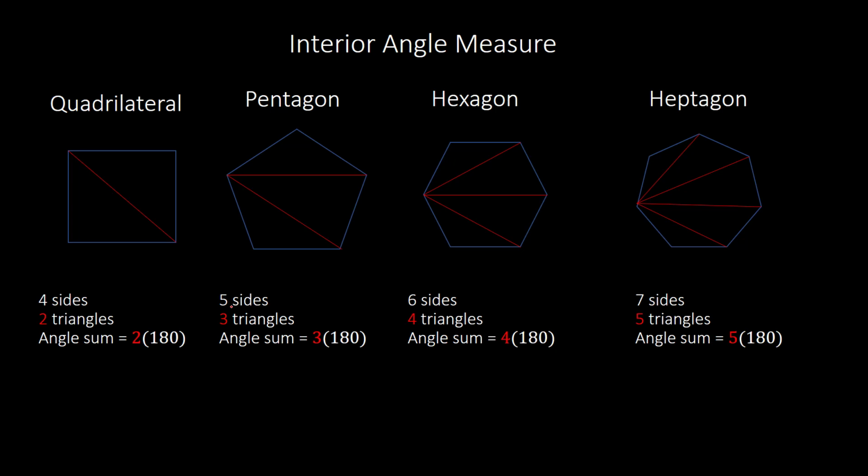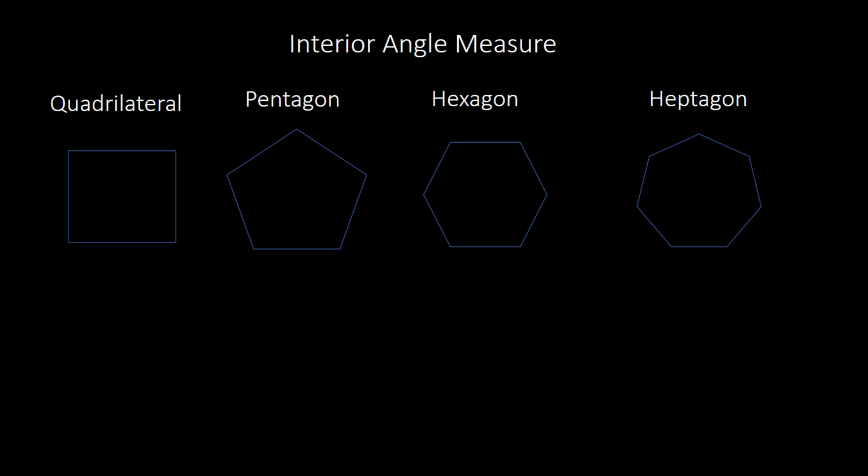So if I take the number of sides, we'll call that n, and then subtract 2, we have the number of triangles. So n minus 2 is the number of triangles, then multiply that by 180 to get the interior angle measure. What this does for me is it allows me to use this little formula to find the sum of the interior angles for any type of polygon, whether it be 4, 5, 6, 7 sides, or it could be 100 sides. So using the same polygons, let me show you how to use the formula.